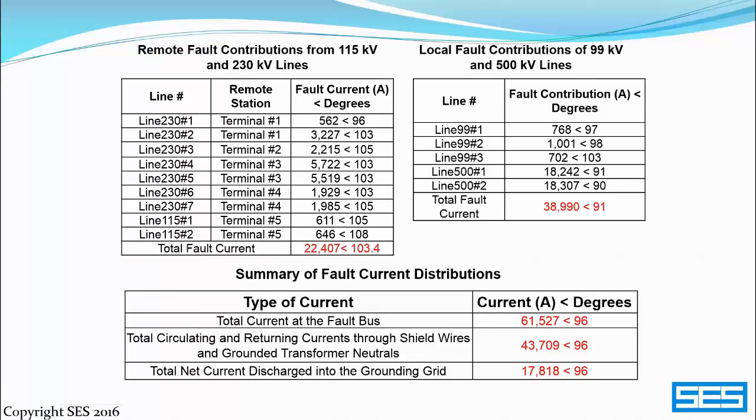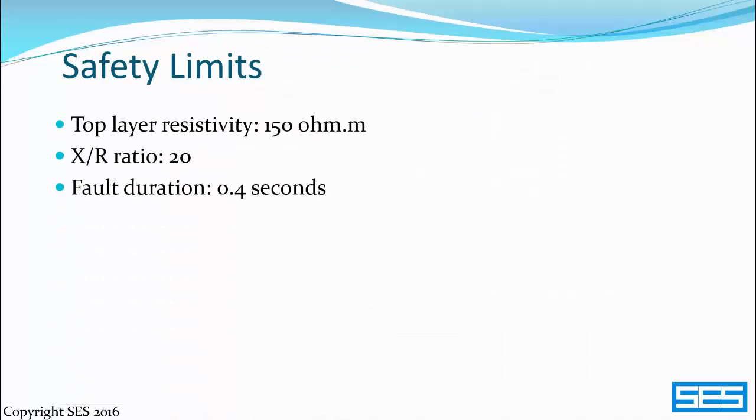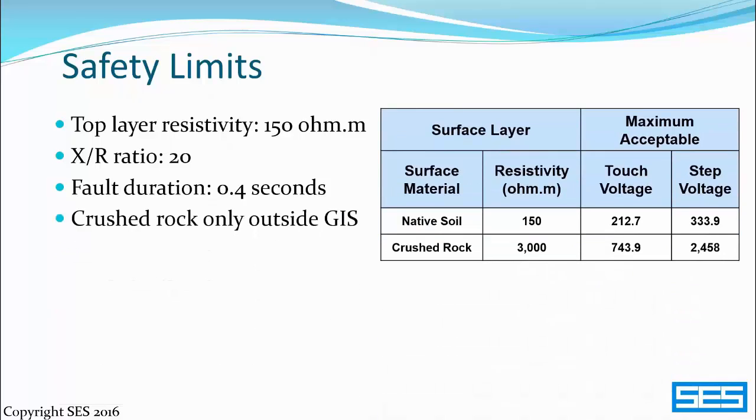Depending on the sophistication of the model, we'll soon see that the simpler methods ignore rather large portions of the fault current, and their effect can be substantial. With the soil model that gives us a top layer of 150 ohm meters and using the X/R ratio of 20 for the system, as well as the 0.4 second fault duration, we can calculate an acceptable touch and step voltage according to IEEE standard 80. Crushed rock certainly helps raise the tolerable voltage limits because it basically acts as an additional insulation on the feet, but it can't be used inside the GIS building.